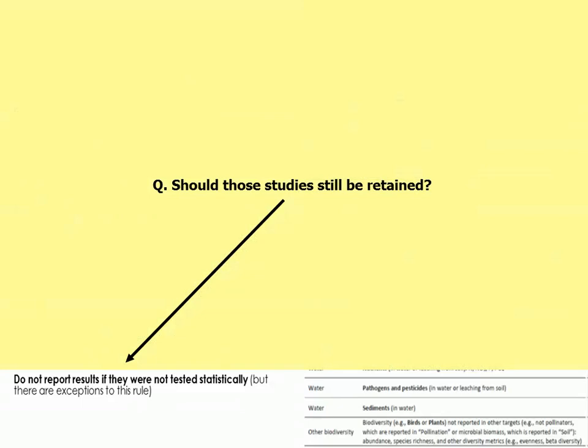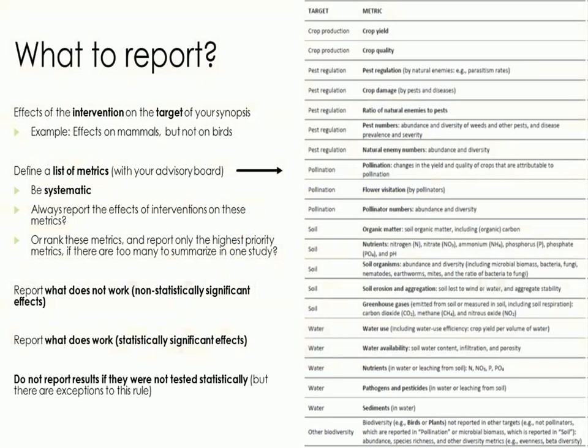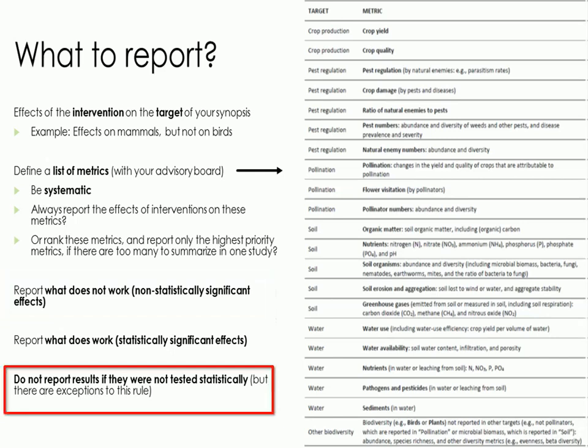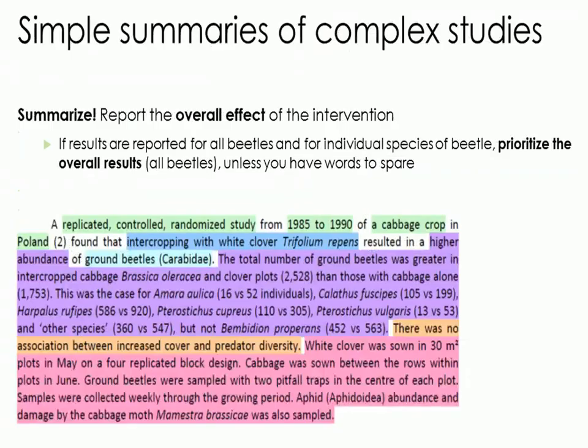Sorry? But we still report it, right? We still retain those studies. Potentially not. So if they haven't tested it statistically, you probably wouldn't report that result at all. But if they've tested it statistically and there's not a significant difference, then you report it for sure, definitely. So that's this point here, report what does not work. If they haven't tested it at all, we probably wouldn't report that. That doesn't mean that there might not be something else in that paper that you would report.